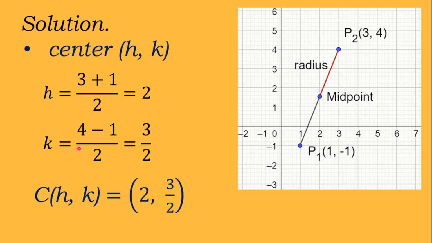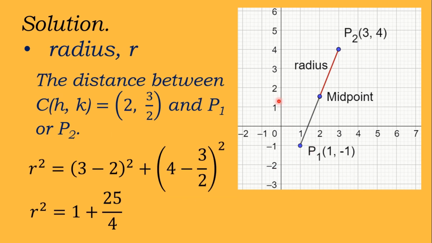And k is equal to 4 minus 1 all over 2, which is equal to 3 halves. And 4 minus 1 is taken from the y-coordinate of P sub 2 added with the y-coordinate of P sub 1, which is negative 1. Then we have 4 minus 1 over 2 is equal to 3 halves. With this, it gives us the center of the circle, which is 2, 3 halves.